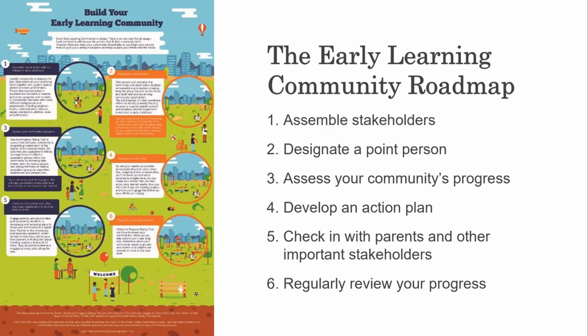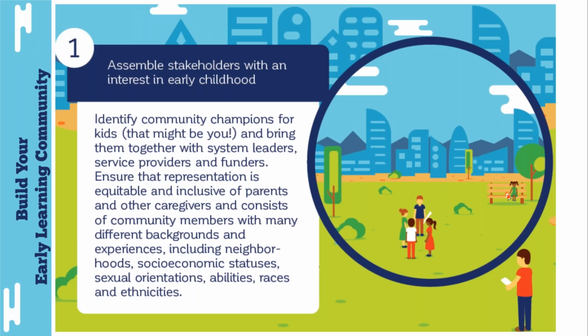This is, in general, what you need to do to get a group of people around a table and work on an issue you all care about. But it does explain how the process works and goes through how to use the actual tools connected with this. So the first step is to assemble stakeholders with an interest in early childhood. So finding those champions and system leaders and service providers, people who can fund the work, making sure that there are parents and community members at the table so that all kinds of perspectives are represented in your group.